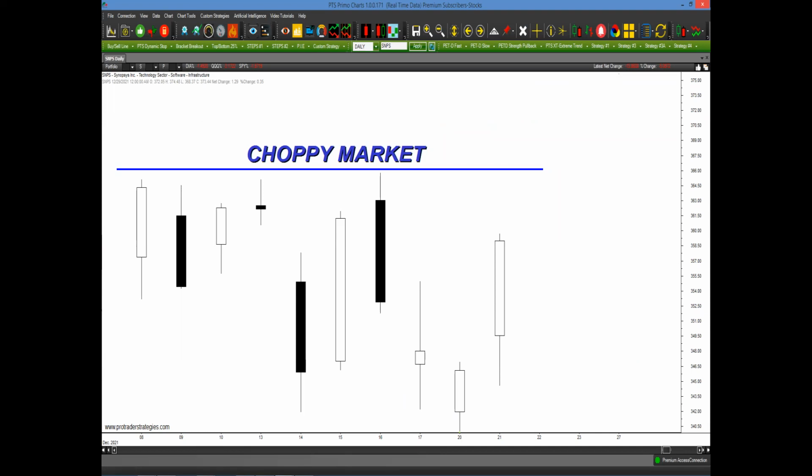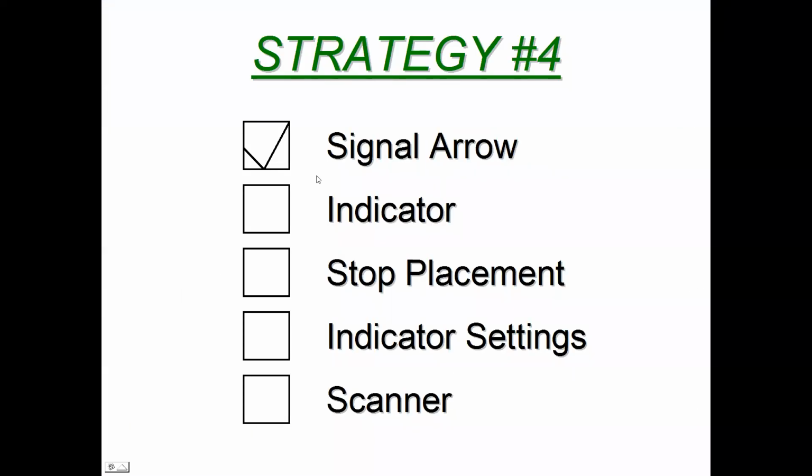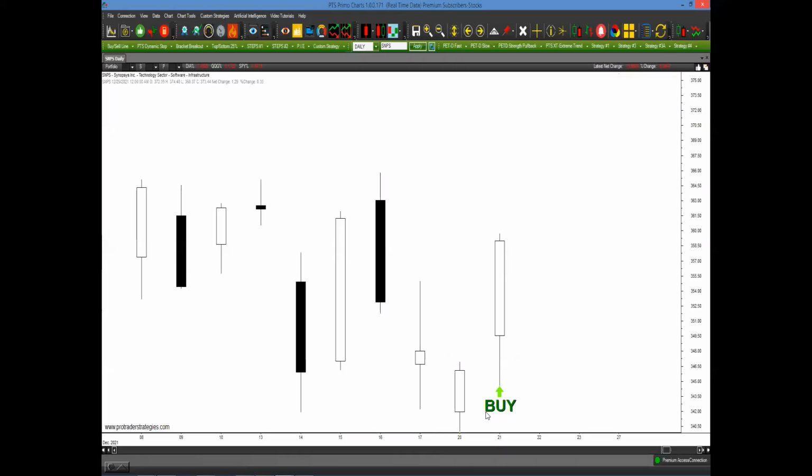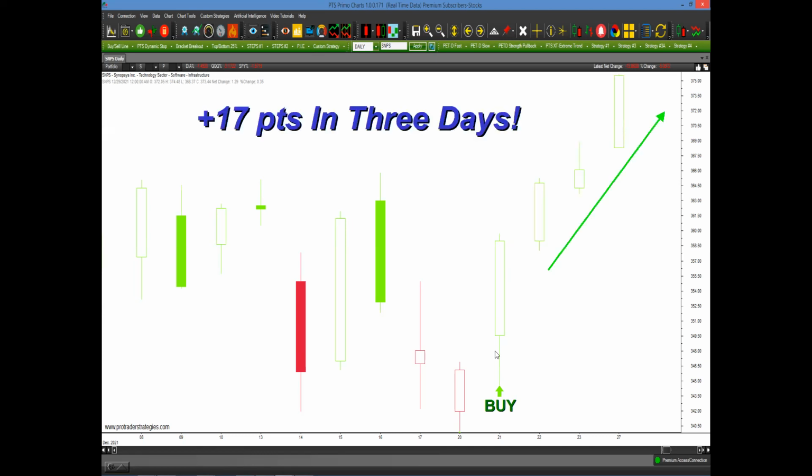But even though it appears to be a choppy market, if you click on strategy 4 in the drop-down menu, click on signal arrows, you would have seen that a buy signal was generated right here. This was the 21st of January. And look what happened in 3 days. Before that, we want to verify with the PET-D, and we see that the PET-D was outlined green. So now you have a high probability triple threat signal. And now look what happened in 3 days. Stock went up 17 points.